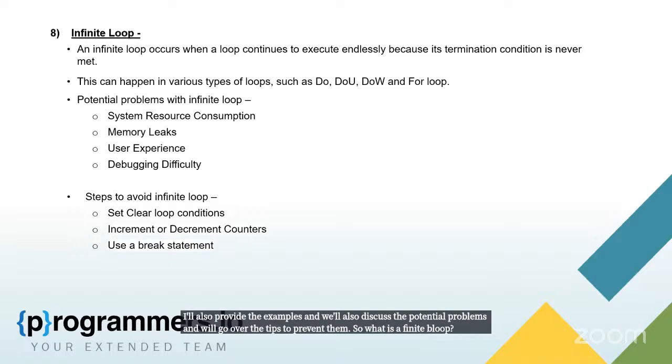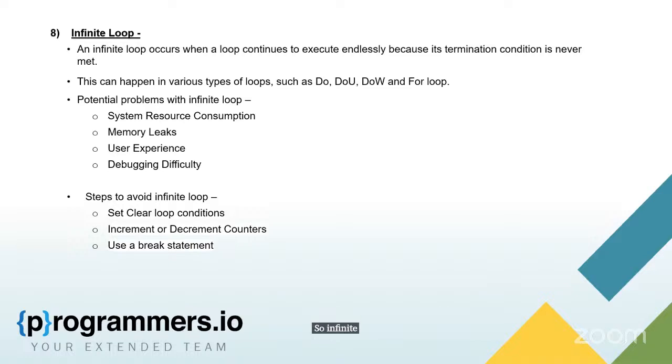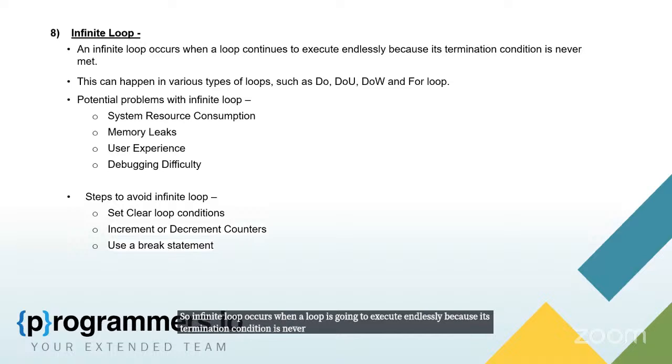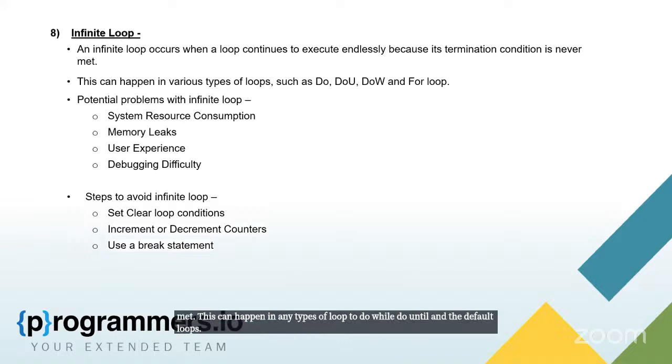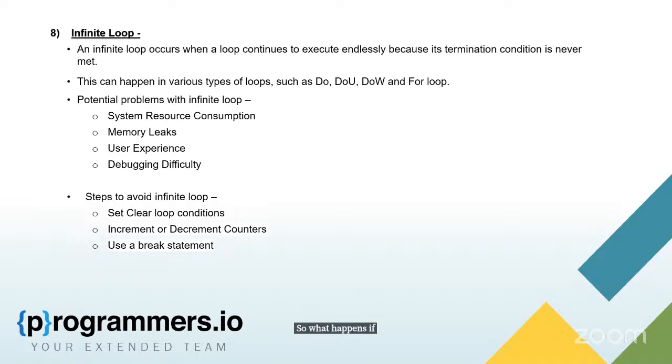An infinite loop occurs when a loop is going to execute endlessly because its termination condition is never met. This can happen in any type of loop: do while, do until, and for loops. So what happens if our loop goes infinite? There are several issues which we may face.